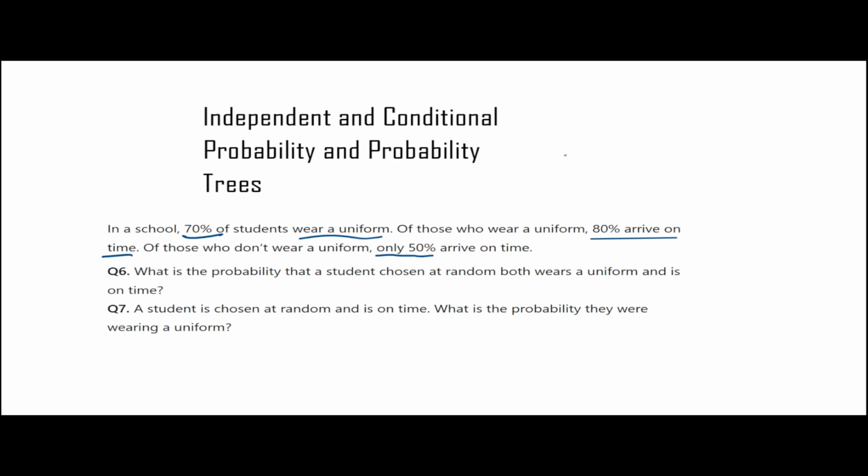Okay, so let's do a probability tree. So here is a student chosen at random. So this is uniform, and this is no uniform. So 70% of students wear a uniform, and I guess that means 30% do not wear a uniform. Alright, fair enough. Of those who wear a uniform, so that's the 70%, 80% arrive on time. So this is on time.